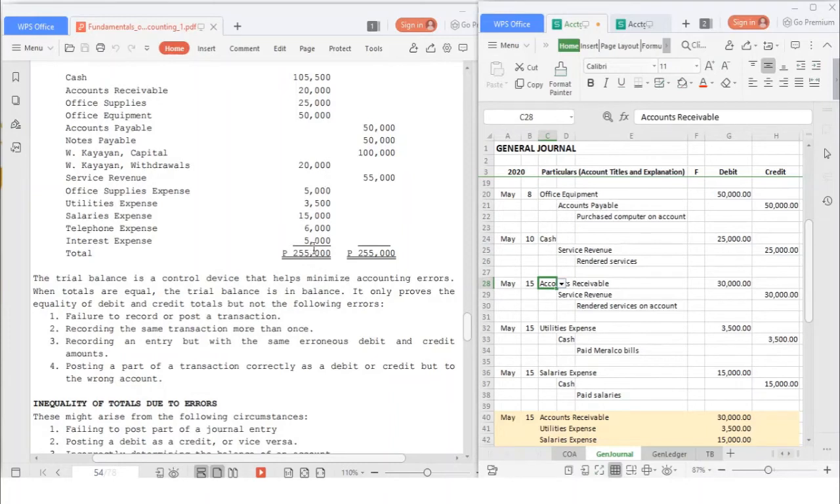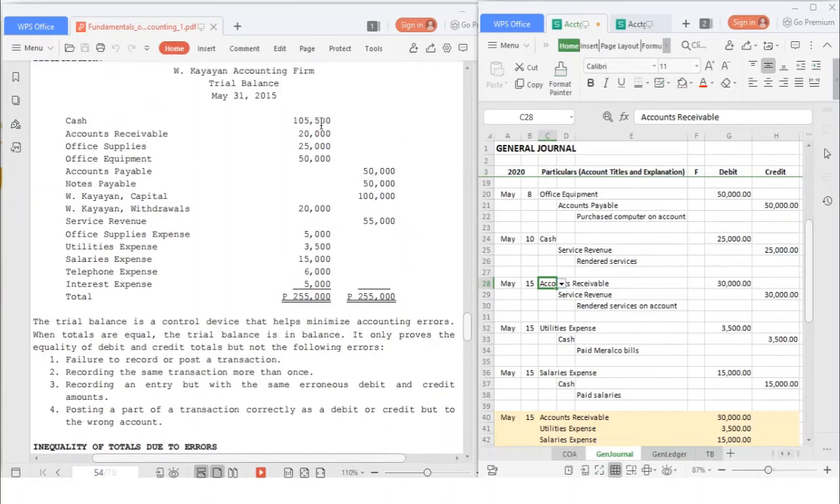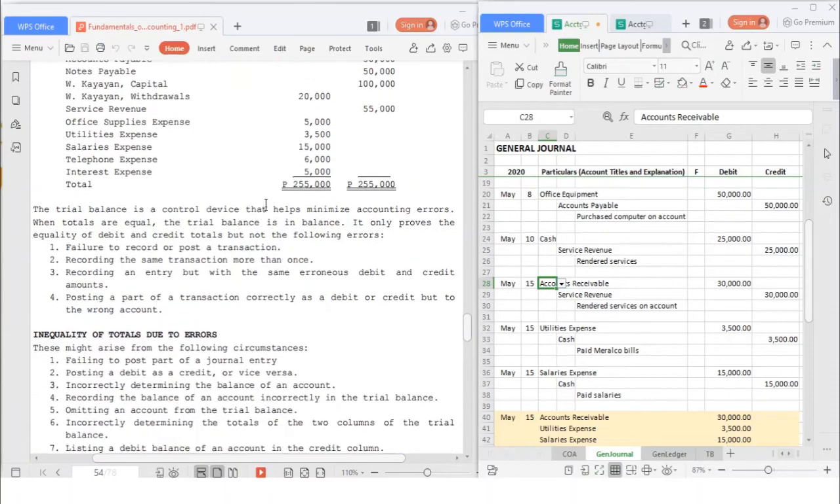However, when you total it here, you won't see it, because again the cash and accounts receivable are both on the debit side. So if you look at the total, it still balances, but if you check the amount per account title, there is a discrepancy, because your cash is understated, or short, and your accounts receivable is overstated, or excessive.